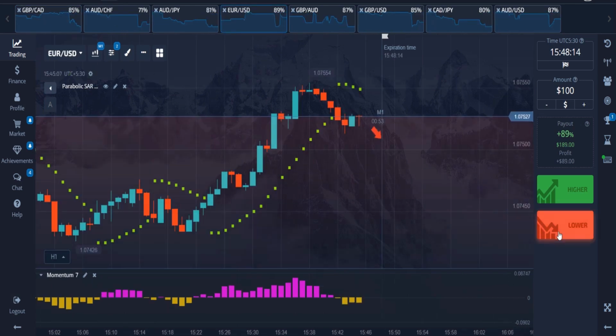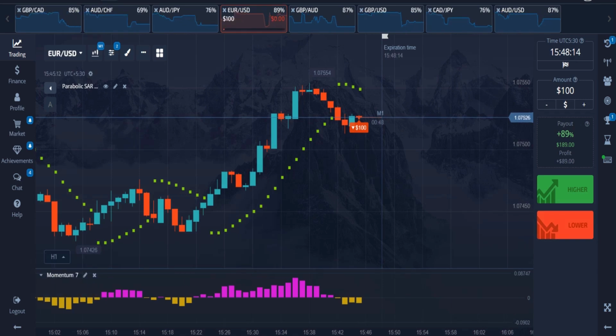This is a perfect sell trade setup. The Parabolic SAR dot is forming above the candle. The momentum indicator bar is below the middle zero line. That's our signal to enter a sell trade.